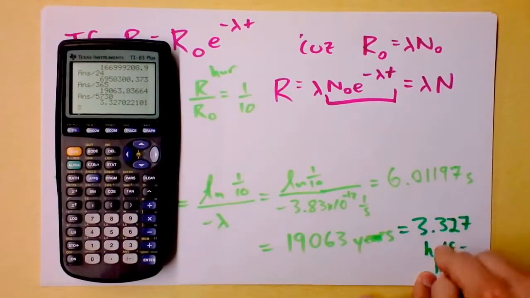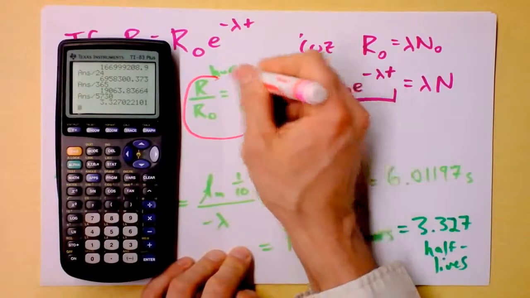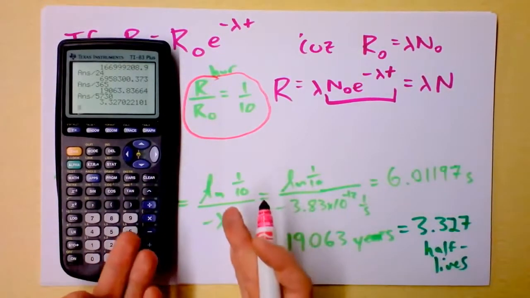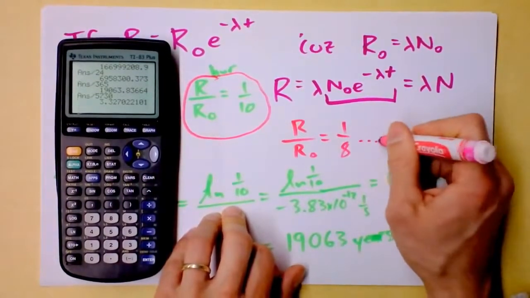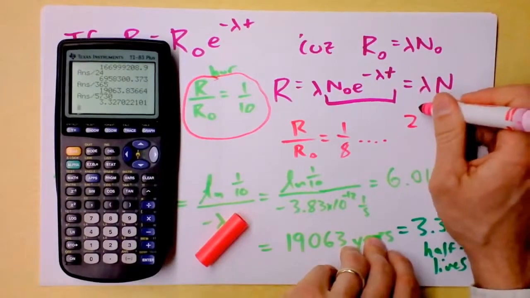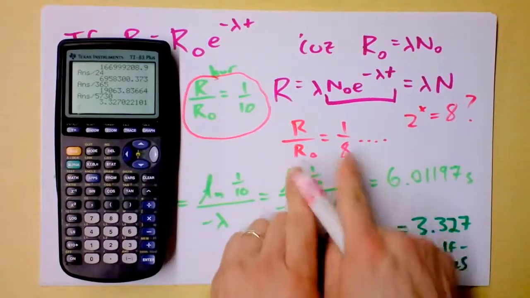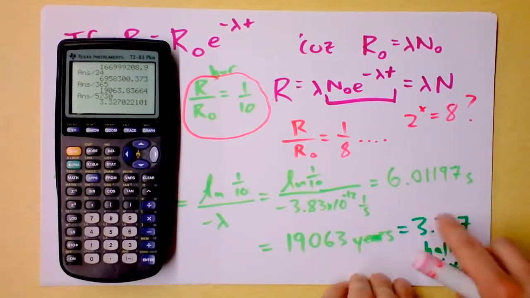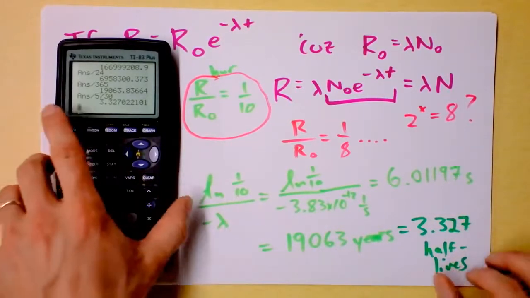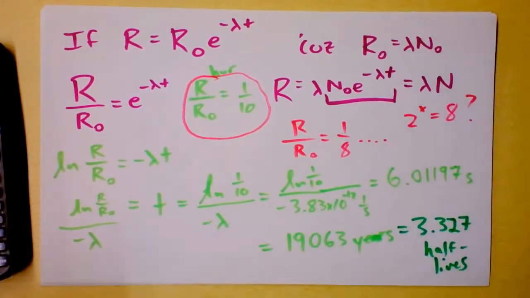But if we've got 3.327 half-lives, and that means that we have 1/10 as much activity, if you know this, then you can find out how many half-lives have gone by. What if we knew that R over R naught were 1/8? How many powers of 2 do you need to get to 8? Do you see why it's 3.3 or so half-lives? I guess if you know a lot about logarithms, you can do this in an incredibly fast way. I don't know anything about that, but maybe you've studied it.